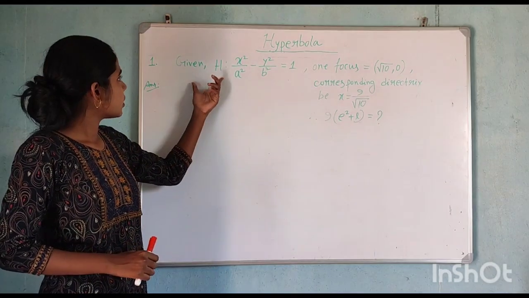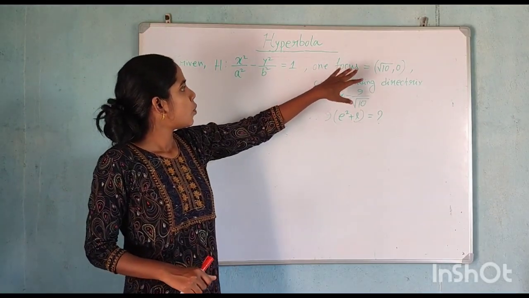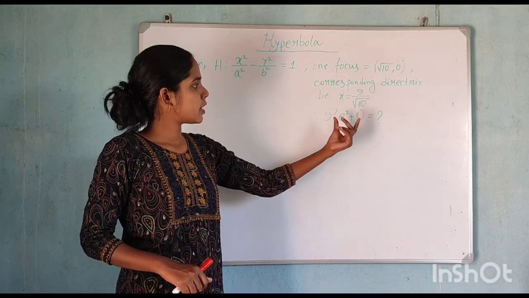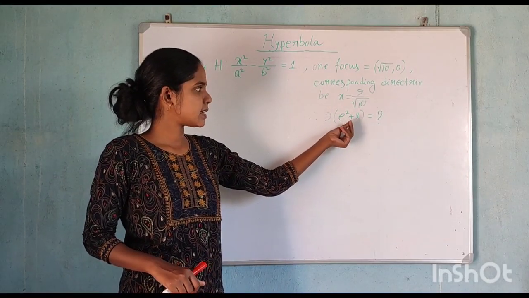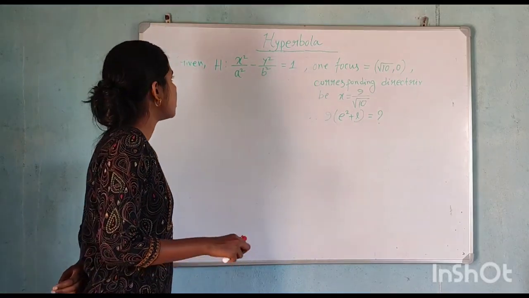In that question, this equation is given, one focus is given, the corresponding directrix is given, and we have to derive the value of 9 into e square plus L, where e is eccentricity and L is the length of the latus rectum.